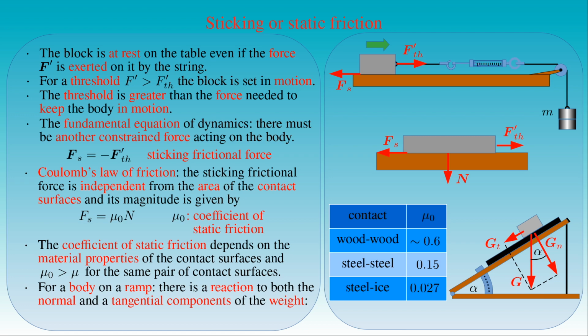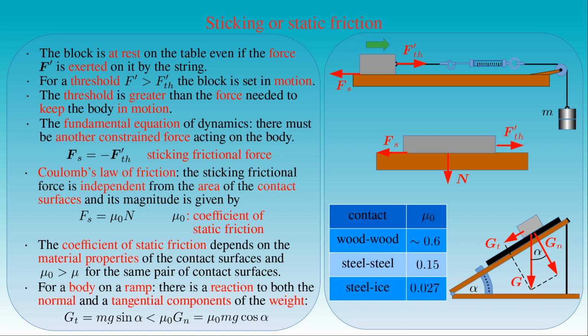reaction is produced not only against the normal component Gn of the weight but also against its tangential component Gt, provided the tangential component of the weight is less than the sticking frictional force exerted on the body. That is, the magnitude of the tangential component of the weight, given by the mass m times the gravitational acceleration g times sine alpha, is less than the magnitude of the sticking frictional force, given by the coefficient of static friction mu0 times the magnitude of the normal component of the weight of the block. Then the right-hand side of the inequality can be written as mu0 times m times g times cosine alpha.